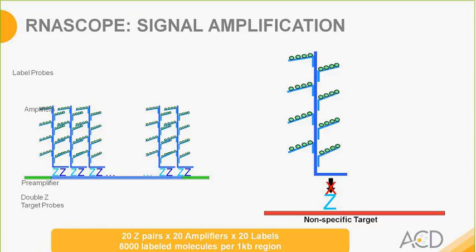Stepping back, overall this amplification strategy for a roughly 1 kilobase target region has the potential to recruit approximately 800 labeled molecules, which is the product of 20 Z pairs multiplied by 20 amplifiers multiplied by 20 label probes.